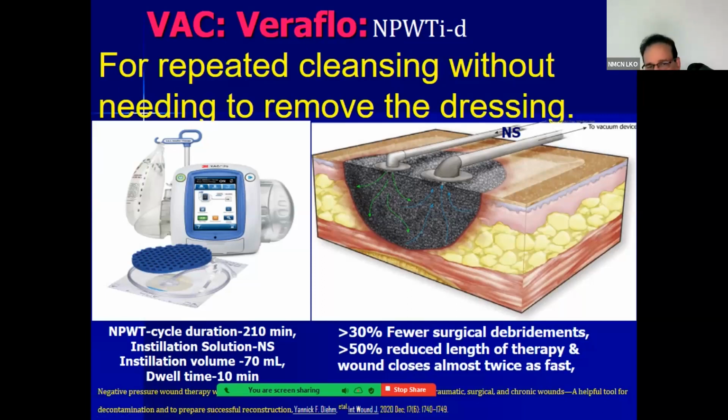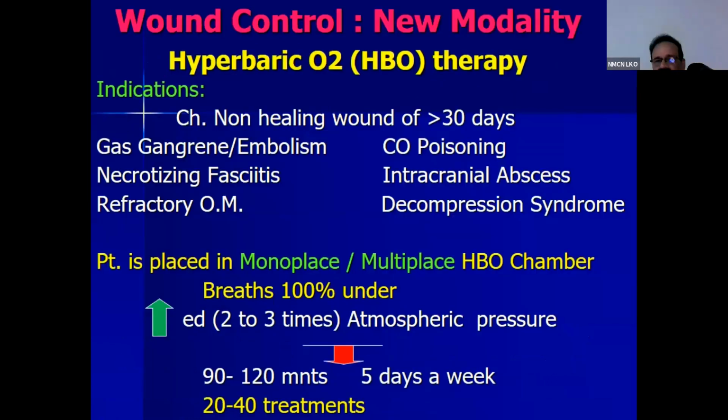that normal saline or whatever fluid is there is aspirated. So these cycles keep on going for 210 minutes, you can say 3.5 hours. The negative pressure wound therapy is given. Then 10 minutes of dwell time is there when the normal saline remains over the wound surface. So this is very effective, and it has been found that 30% fewer surgical debridements were needed in Veraflo in comparison to the usual negative pressure wound therapy. The length of therapy was also reduced by 50%, and the wound also closes twice as fast. So this is the new technique, which is really good.